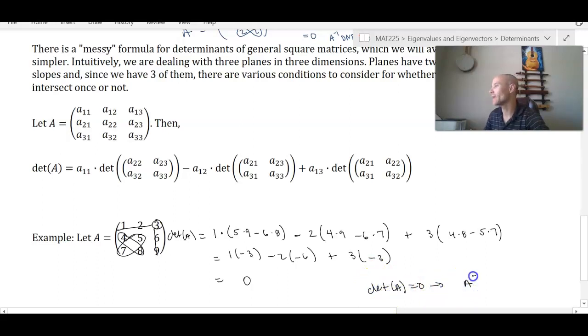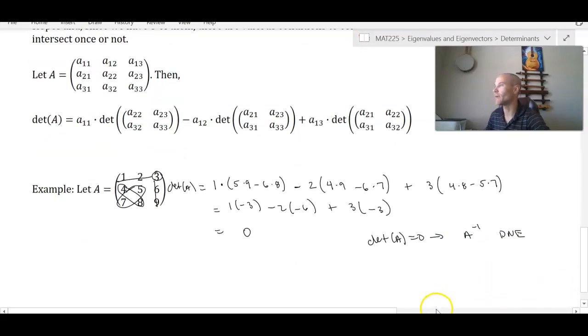So A inverse does not exist. You will not be able to find the inverse of this matrix. And also, that means that if this were a coefficient matrix, the system AX equals B has 0 or infinitely many solutions.